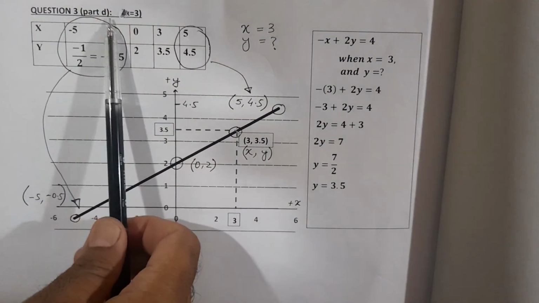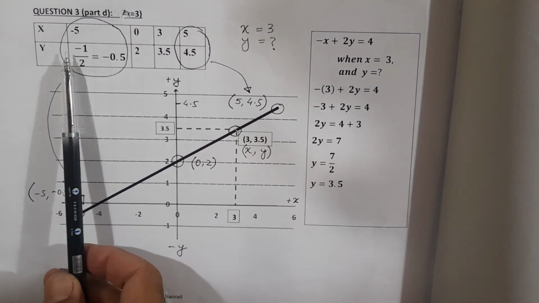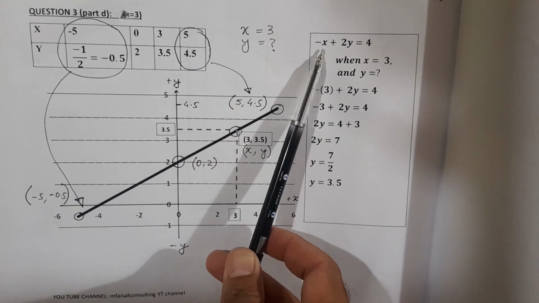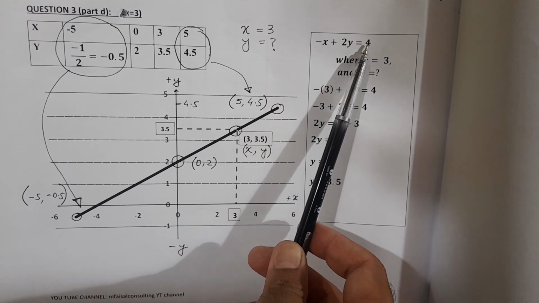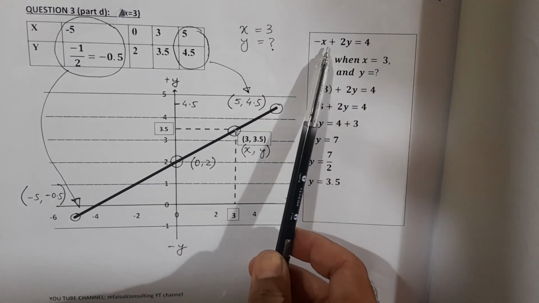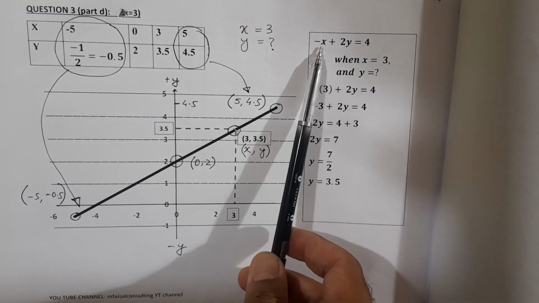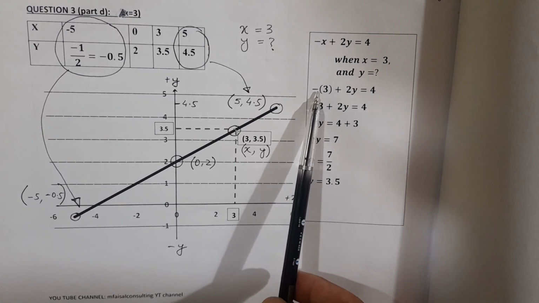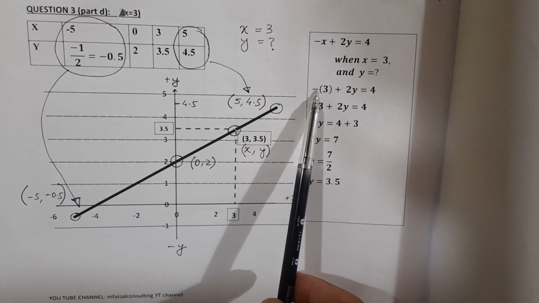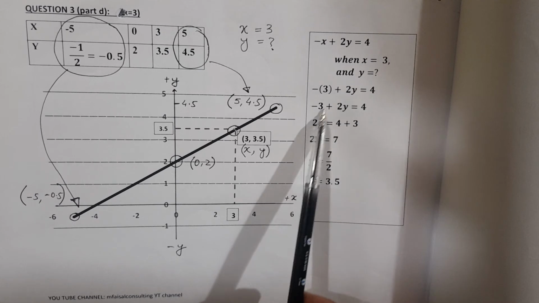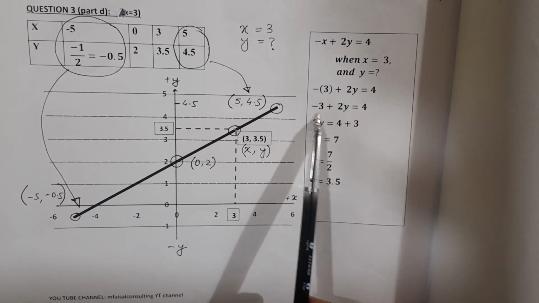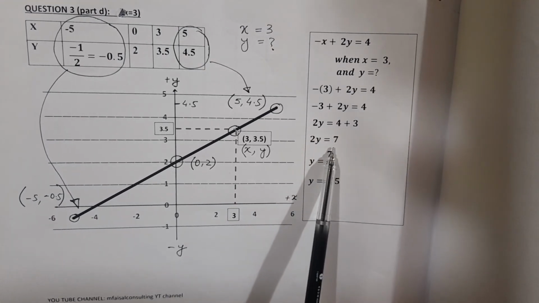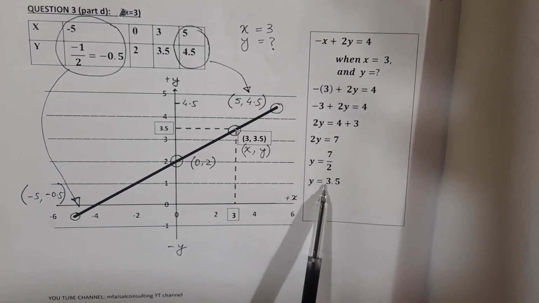Question number 3, part D. Here we have to find the value of y when x is equal to 3. Y is unknown. We know the equation minus x plus 2y is equal to 4. When x is equal to 3, we replace x with 3. So minus 3 plus 2y is equal to 4. We take minus 3 to the right hand side of the equals sign and it becomes plus 3. So 2y is equal to 7. Y is equal to 7 by 2, or y is equal to 3.5.